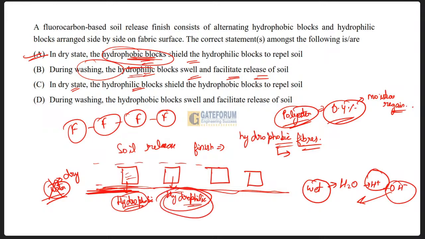What happens in washing is that hydrophilic blocks swell when they come in contact with the water and the detergent. Detergents are also used along with the water, so they swell, and this facilitates the release of the soil. So these are the mechanisms of how the soil is released. So options A and B are correct. Option C is wrong, because hydrophilic blocks do not repel the soil. The hydrophobic blocks shield the hydrophilic blocks, whereas the hydrophilic blocks do not shield the hydrophobic. So these are two different mechanisms.